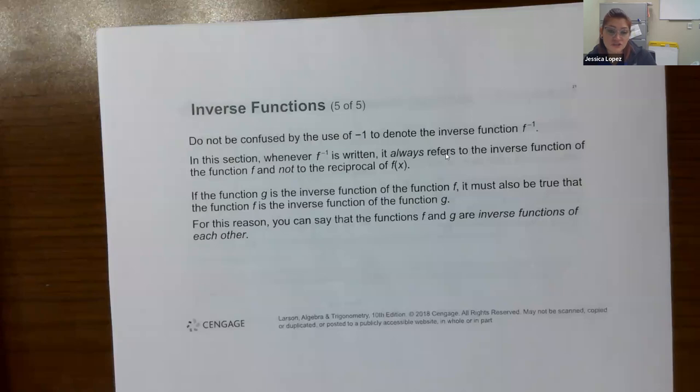And then if the function g is the inverse of the function f, it must also be true that the function f is the inverse of g. So basically, it's not that one is particularly the inverse. They're inverses of each other, okay? It goes both ways. They are inverses of each other. So that's why, for the most part, we always just say they are inverses of each other.